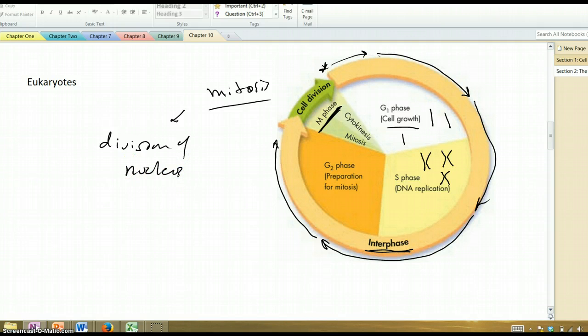Okay, in preparation for the cell to split in two. Cytokinesis is the official process where the cell splits into two.